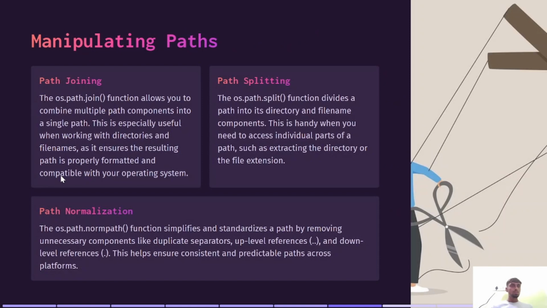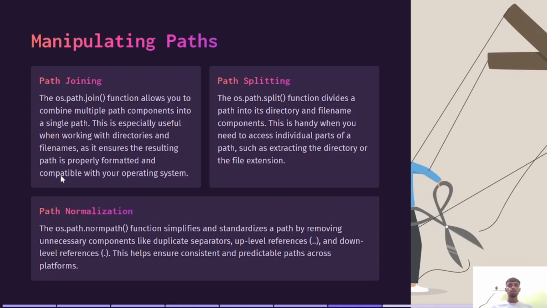And these are manipulating the paths: path joining, path splitting, and path normalization. Coming to path joining, the os.path.join function allows you to combine multiple path components into a single path. This is especially useful when working with directories and file names, as it ensures the resulting path is properly formatted and compatible with your operating system.